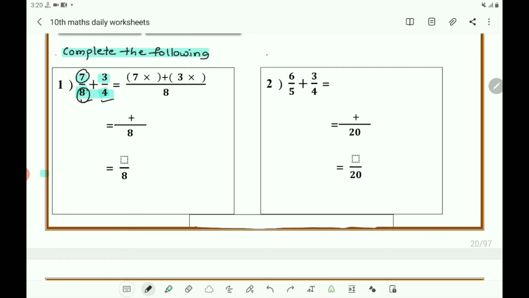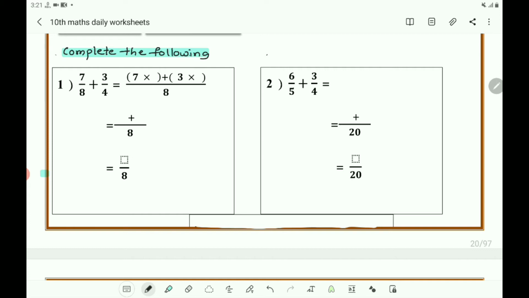After that, here 4 2s are 8, so 3 2s are. Here you must write 2. Then 7 ones are 7. 3 2s are 6. Then what is the sum of 7 and 6? 7 and 6 is 13. You can write 13. In this way, follow the steps, write what is needed in the empty places, and find the answer.